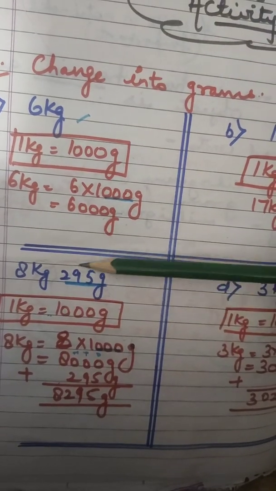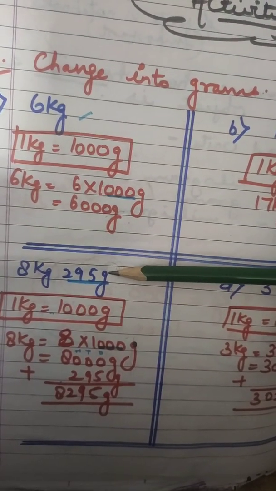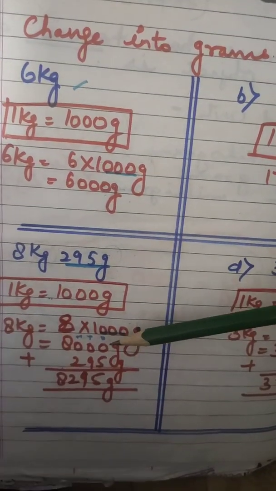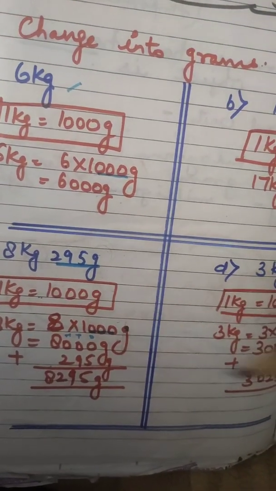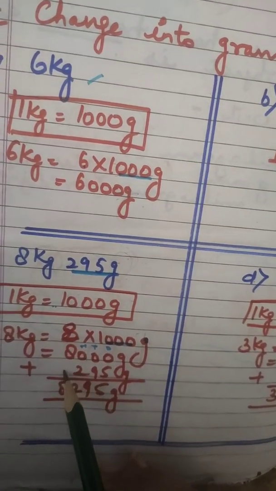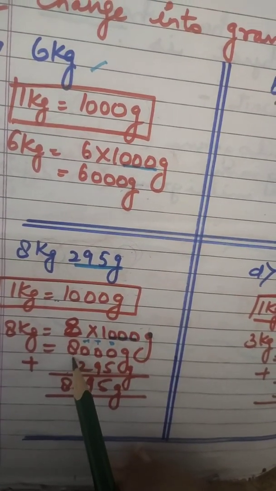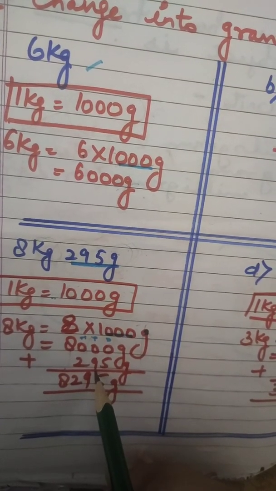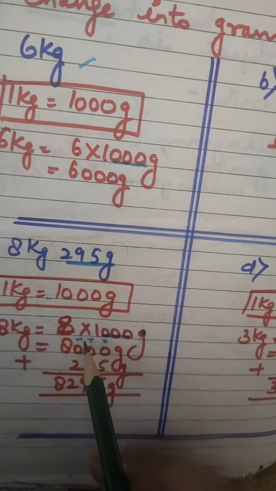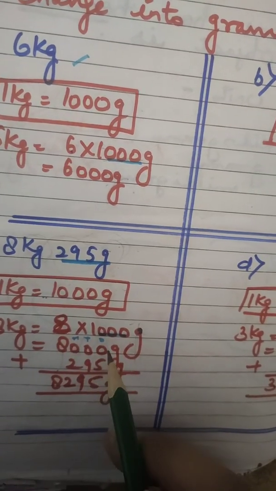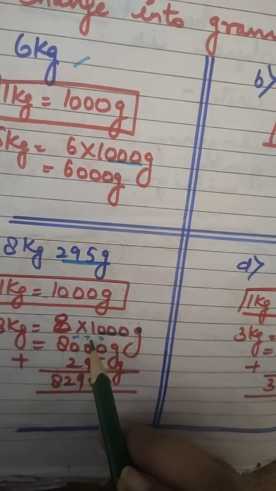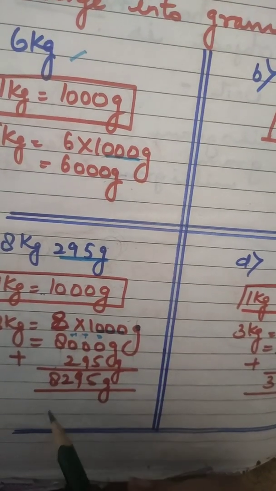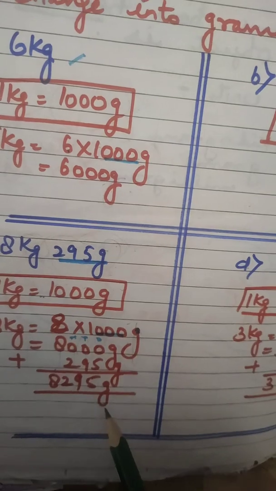Now 295 grams are given extra to us. So what will we do? We will add those 295 grams to 8000 grams. But don't add it like this. Don't put 2 under 8, 9 under this 0 and 5 under this 0. We always start from ones, tens, hundreds and thousands position. So 5 will come on ones position, 9 on tens position and 2 on hundreds position. So it will be 8295 grams.